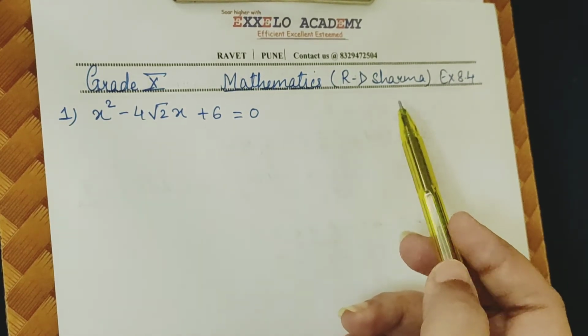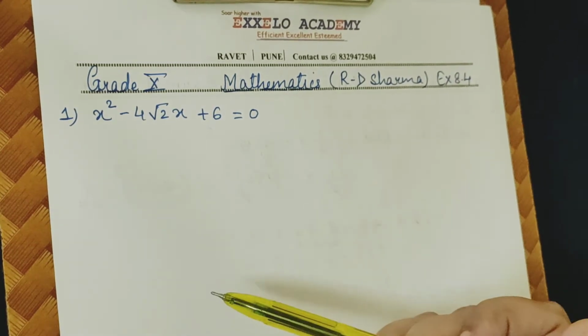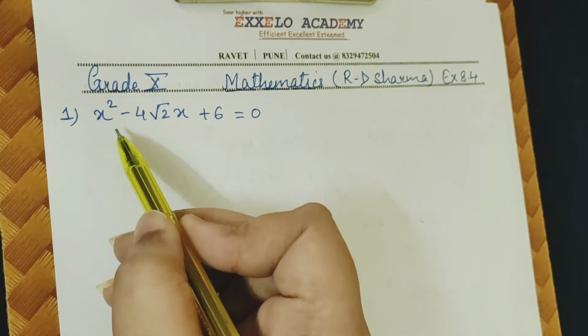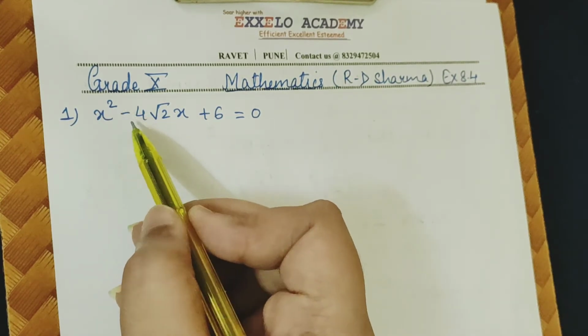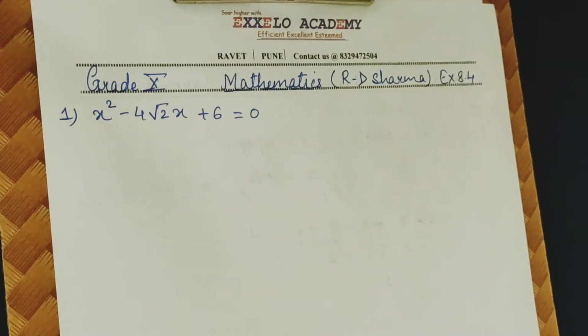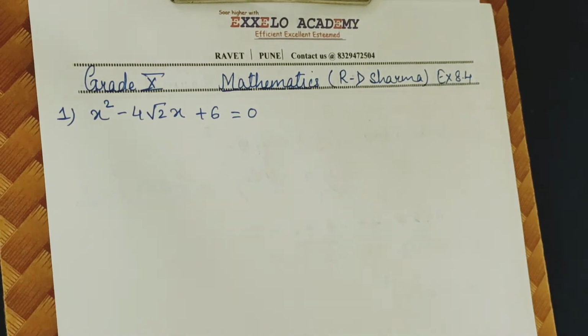Sharma, and the first question says that we have to find the root using completing square method. And here is the first sub question. So here the quadratic equation given is x square minus 4 root 2x plus 6 equals to 0. So when we start with completing square method, students, we have to just remember the first step.